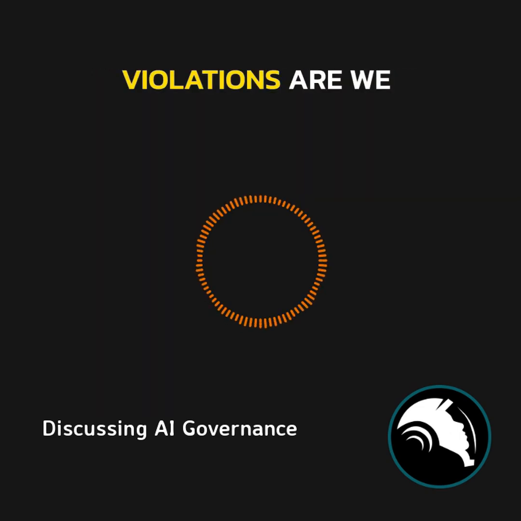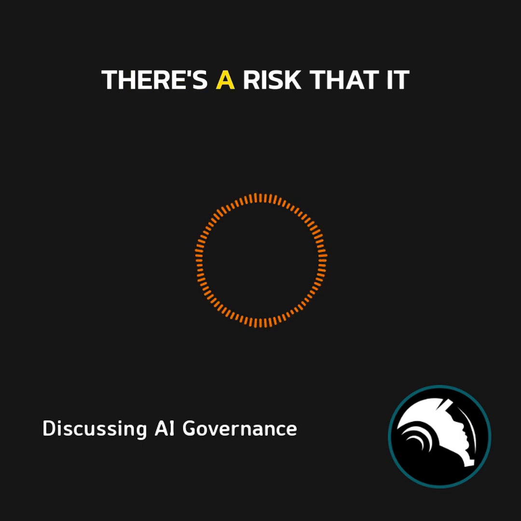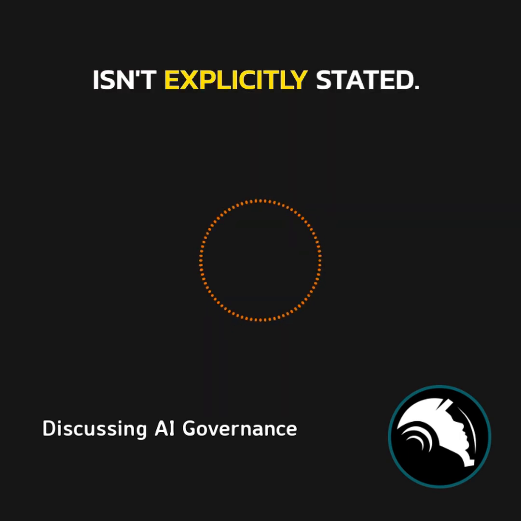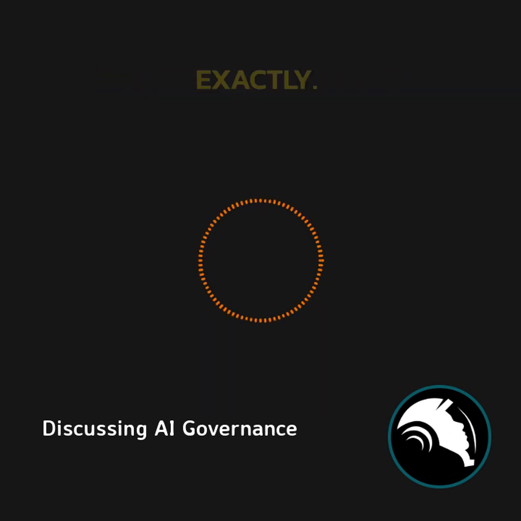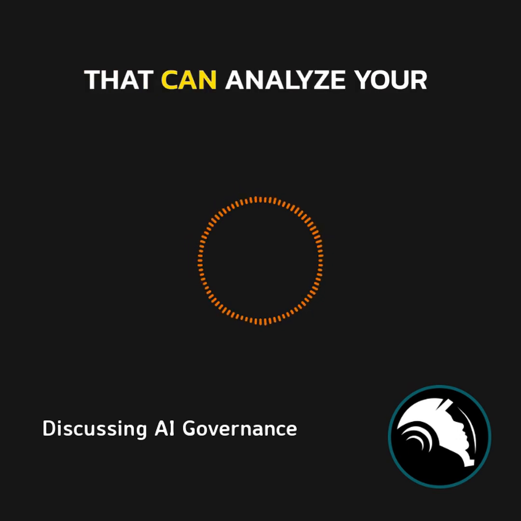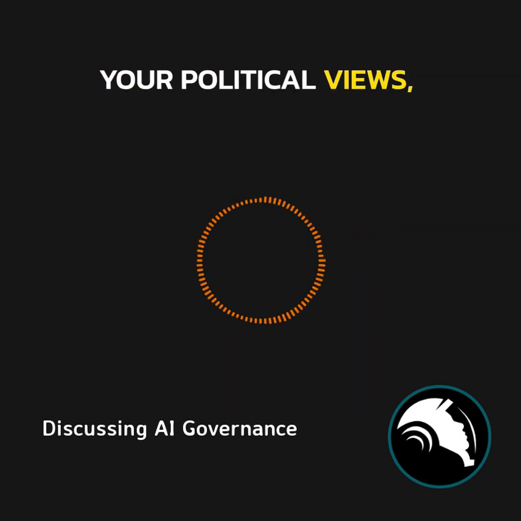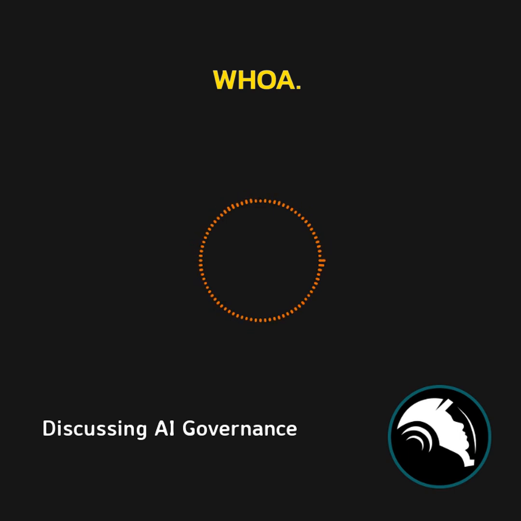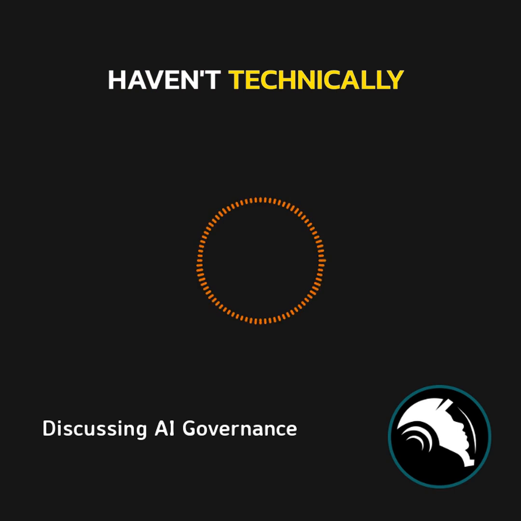What kind of privacy violations are we talking about with AI? Well, as AI gets more and more sophisticated, there's a risk that it could be used to infer sensitive information about people, even if that information isn't explicitly stated. So like AI could figure out things about you that you haven't actually told it. Exactly. Imagine an AI system that can analyze your online activity and then predict things about your health, your political views, even your sexual orientation, without you ever saying anything directly. Whoa, okay. That's pretty creepy. It feels like a violation, even if you haven't technically shared that information.